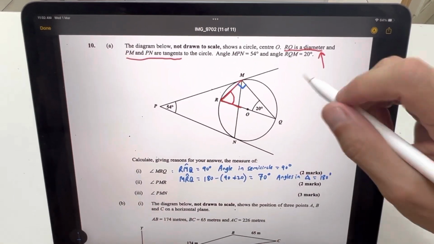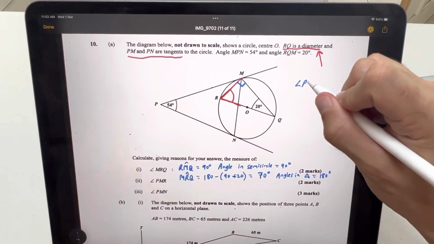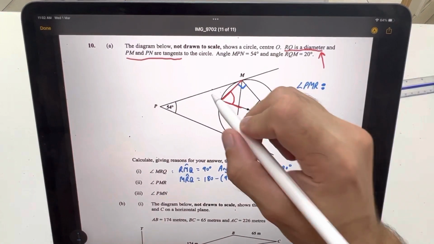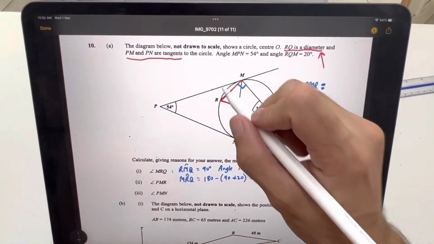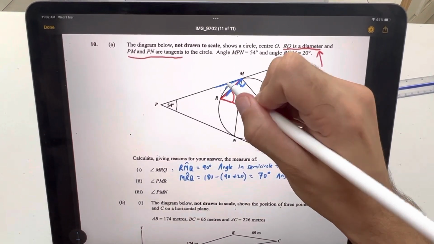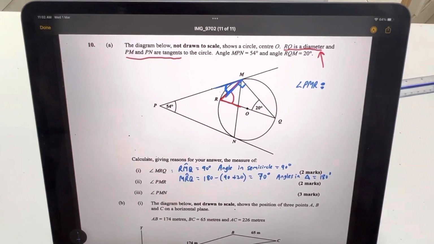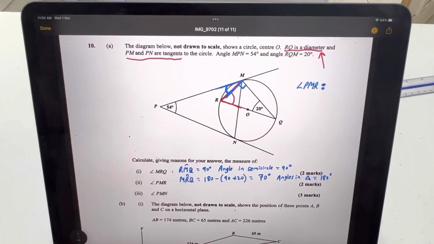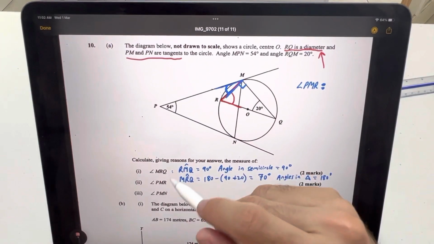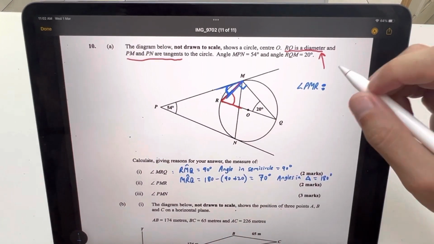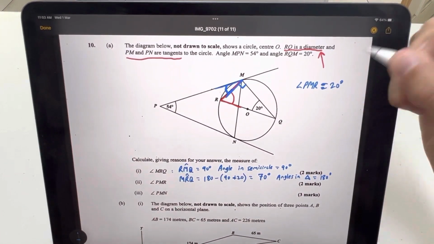Part 2, we want to find angle PMR. I'm going to do it up here. Angle PMR is going from point P to point M and then towards point R. So we want to find this angle there. Right, and all we have to do is realize that this exterior angle is equal to the opposite interior angle. So angle PMR is equal to 20 degrees.